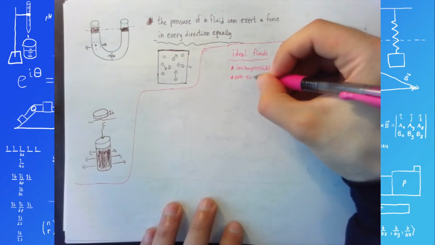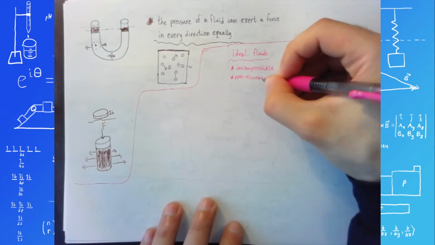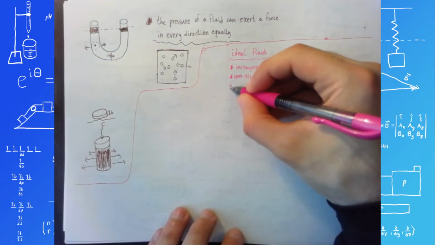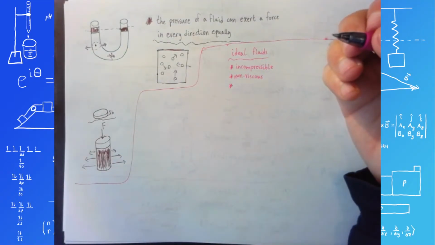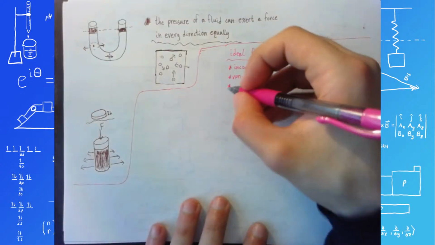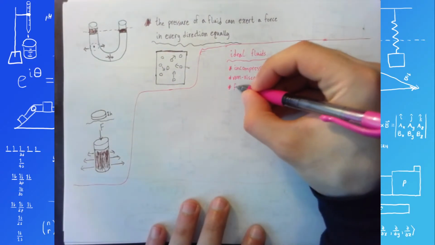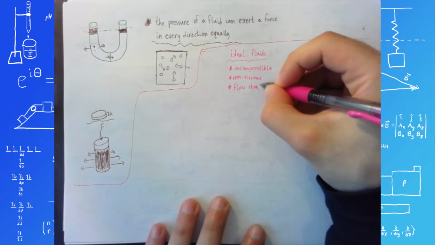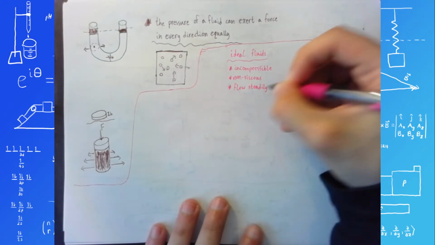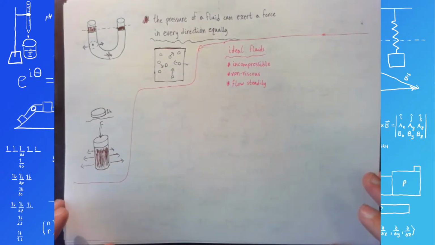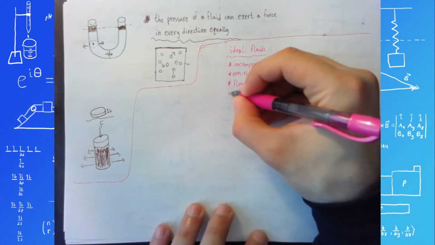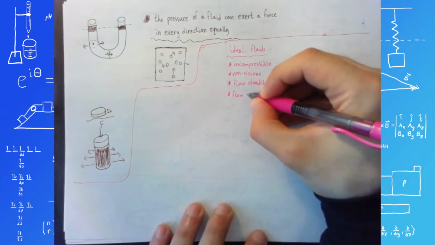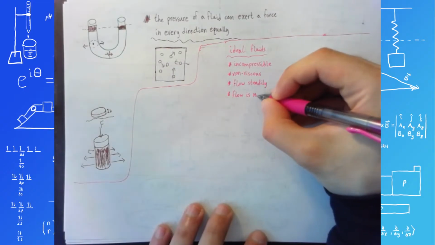Well, for fluids in motion, we need to add two more requirements for what an ideal fluid is. So the other two requirements are that they flow steadily, that is, the rate at which they flow doesn't change with time, and that the flow is non-turbulent.